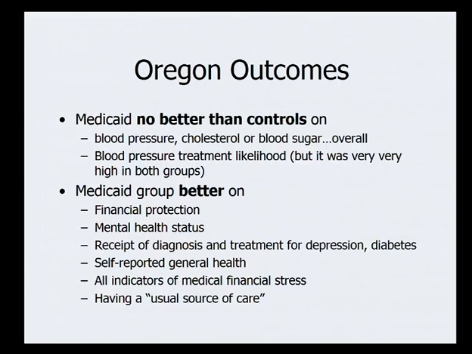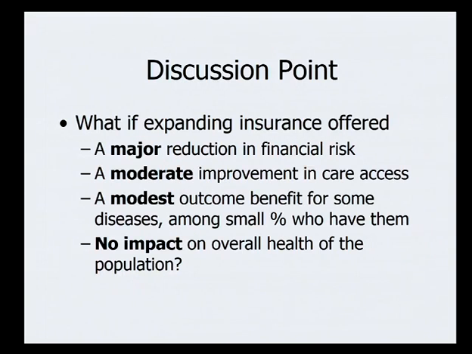The Medicaid group clearly avoided financial disasters. They felt better in some scores of depression symptoms. I don't know whether having Medicaid makes you happy. Receipt of diagnosis and treatment for certain conditions was more common in the Medicaid group. Self-reported general health, they ask you, is your health excellent, very good, good, fair, poor? That's 5 categories. And that scored better in the people who are in Medicaid. Financial stress and saying you had a primary care or usual source of doctor were better. So we're close to the end here, but kind of a thought question.